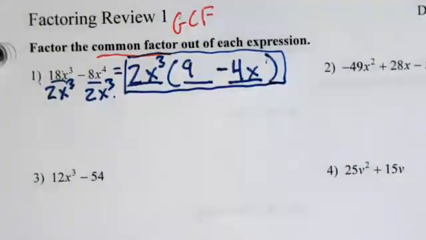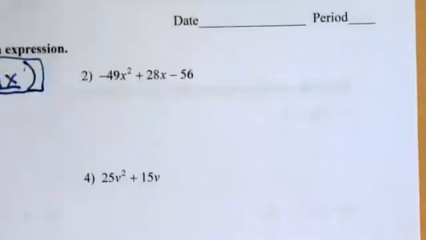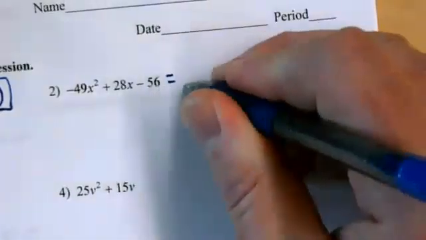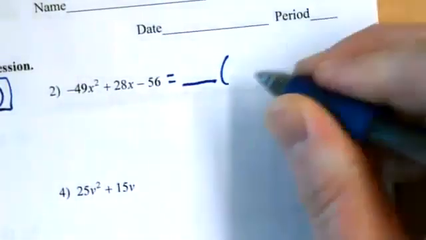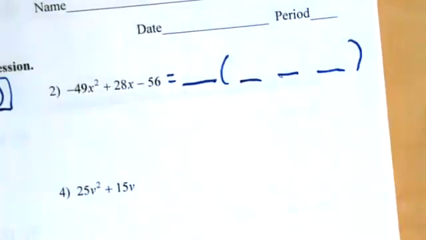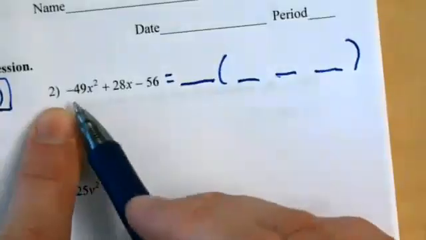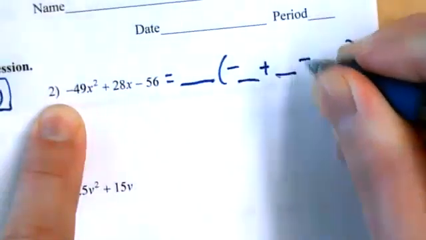Let's try another one. Oh my gosh, this one has 3 terms. Crazy. That's all right, we can deal. We're still going to have a GCF. We're still going to have parentheses, but this time in our parentheses, we'll have 3 terms. 1, 2, 3. And I'm just going to use the same signs that I have here. So minus, plus, minus.